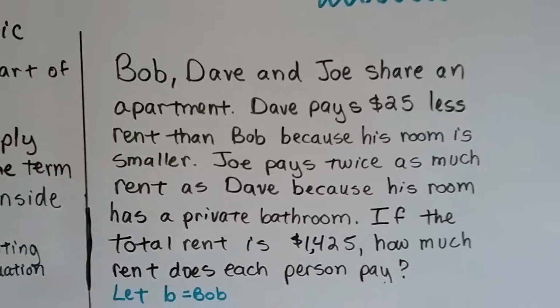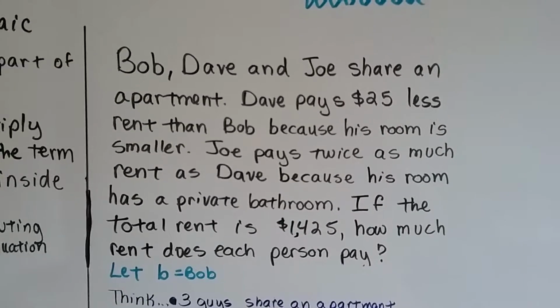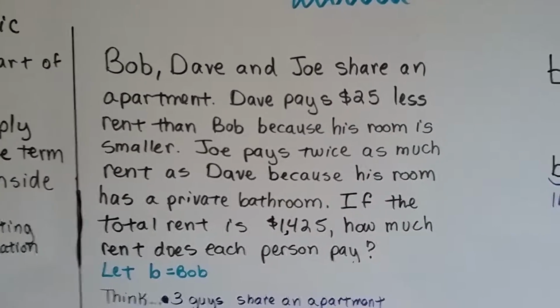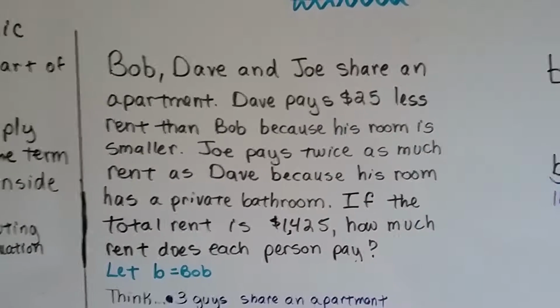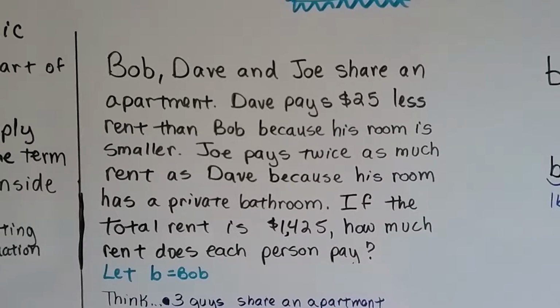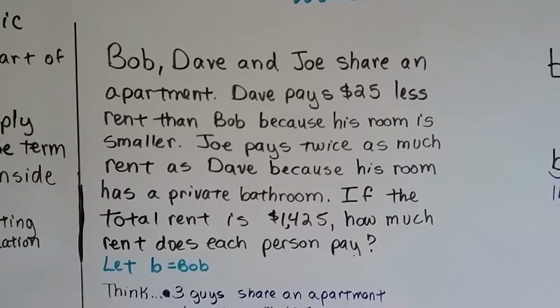Okay? So here's our problem. Bob, Dave, and Joe share an apartment. Dave pays $25 less rent than Bob because his room is smaller. Joe pays twice as much rent as Dave because his room has a private bathroom. If the total rent is $1,425, how much rent does each person pay?